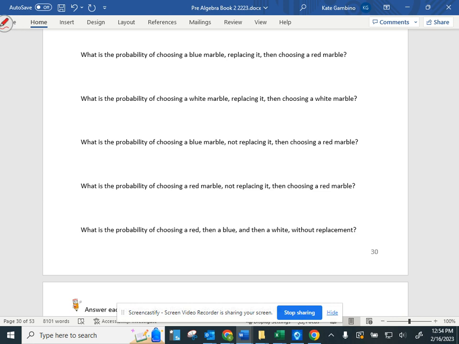So, what are my steps? I need to find each individual event. So, what's the probability of choosing a blue marble? 5 out of 20. What's the probability of finding a red marble? 8 out of 20. Now we need to multiply those together. And I get that 40 out of 400. What percent would that be? 10%.